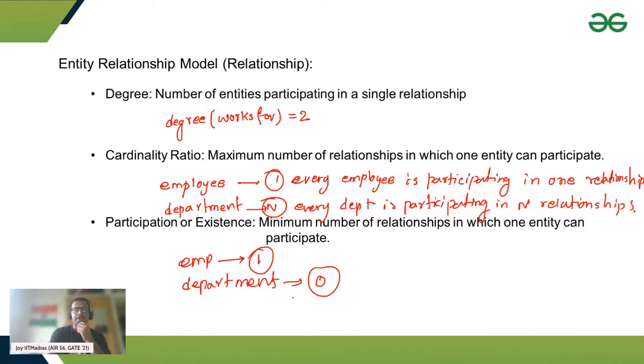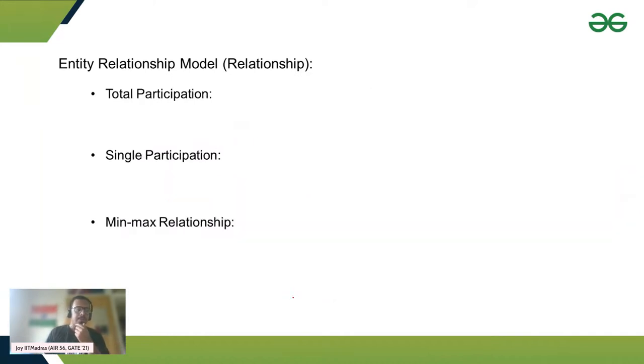Let's move forward and talk about some more terminologies. We have something called total participation. Total participation is when all the entities are participating in the relationship. In our previous example, we had employee. Typically the entities are represented as rectangle boxes, the relationship is represented using the rhombus, and we have another entity, that is department. So we have this relationship, works for.